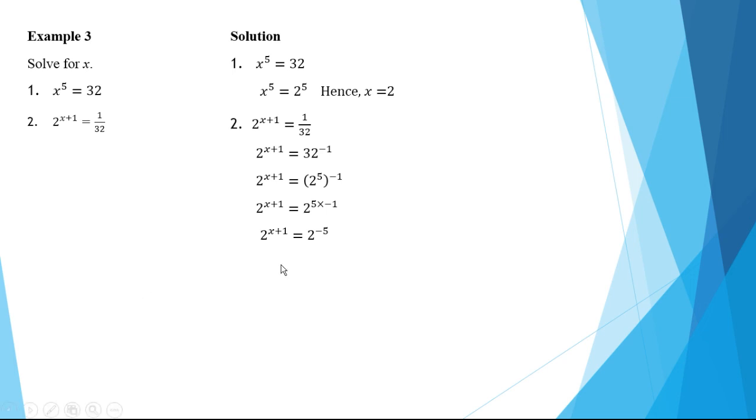Now, using just simple common sense, we can see that the 2 and the 2 are the same, so the powers also have to be the same. x+1 has to be the same as negative 5. So, x+1 equals negative 5, and if we solve for x, we get x equals negative 5 minus 1, x equals negative 6. That's the answer. This is how you work out indices. Anything else that comes after this is just an application of all these things you have learned. So get more questions, practice more, listen to this video over and over again, and be confident.